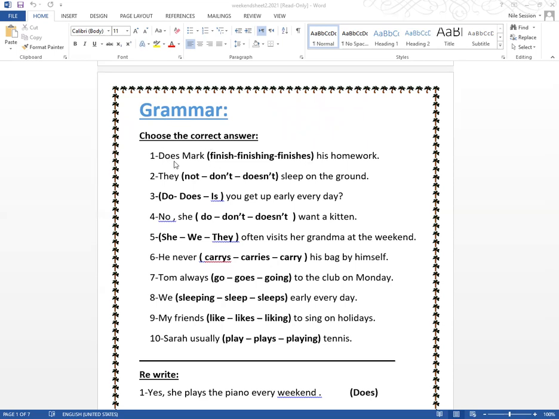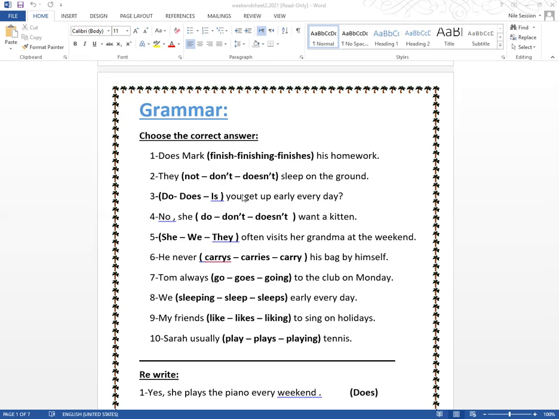But does is here, it's a yes or no question. So does will take the S from the verb. So, does Mark finish? They don't sleep on the ground. They, from the naughty students, so in negative, it will take don't plus the verb infinitive. Number 3. Do you get up early every day?